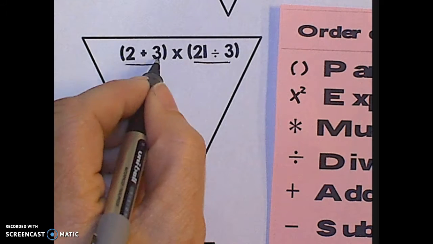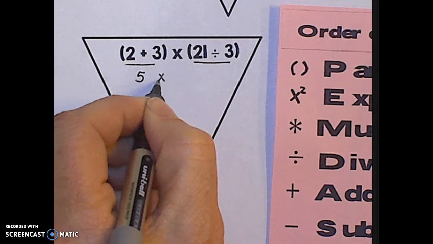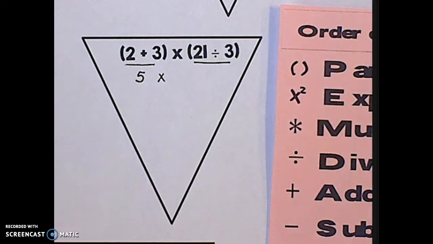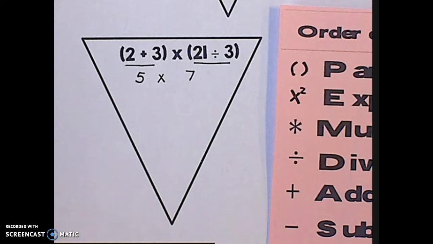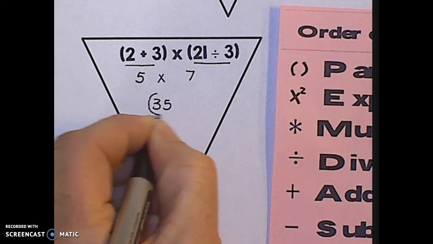Okay, 2 plus 3 is 5. I'm going to go ahead and write my multiplication symbol. And then 21 divided by 3. What is that? Yes, 7. Good. All right. That looked like a tricky problem, but what's left? Just 5 times 7, which is 35. Good. See, that wasn't so bad.